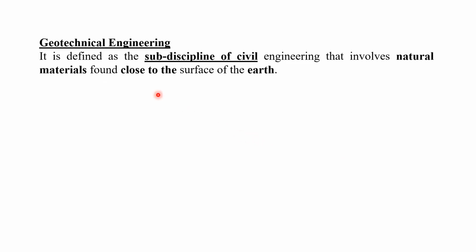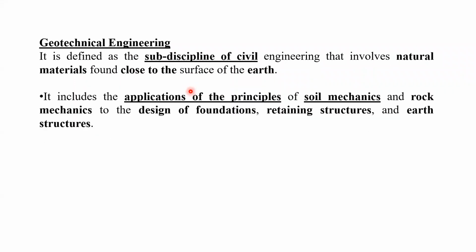What is geotechnical engineering? It is the sub-discipline of civil engineering that involves natural materials found close to the surface of the earth. As you know, geotechnical engineering, geo means earth. So what it says is that the natural materials which are available nearby the surface, right, close to the ground surface, and it includes application of principles of soil mechanics and rock mechanics to the design of foundations, retaining structures and earth structures.